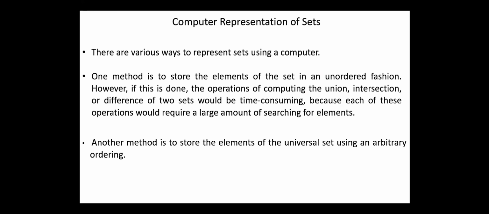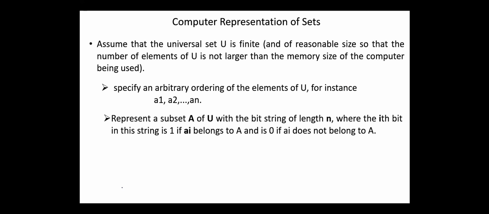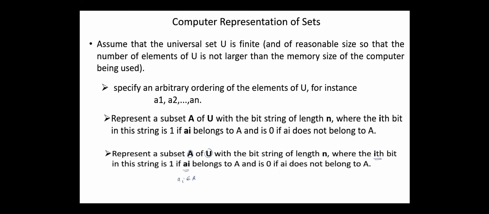Another method is to store the elements of the universal set using an arbitrary ordering. Assume that the universal set U is finite and of reasonable size, so that the number of elements of U is not larger than the memory size of the computer being used. Next, we specify an arbitrary ordering of the elements of U, for instance, A1, A2, etc., AN. After that, we represent a subset A of U with the bit string of length N, where the ith bit in the string is 1 if Ai belongs to A and is 0 if Ai does not belong to A.